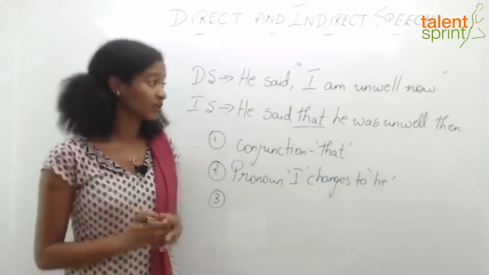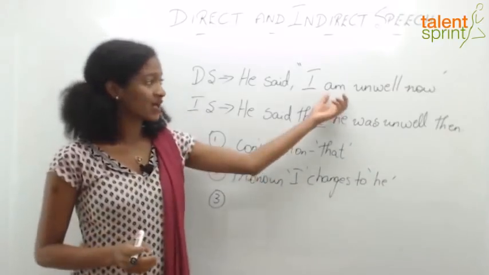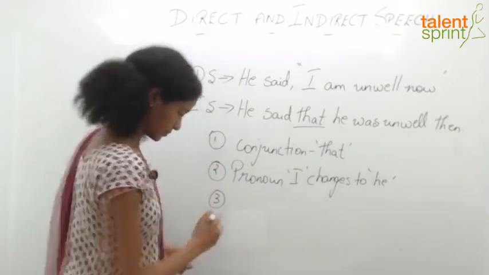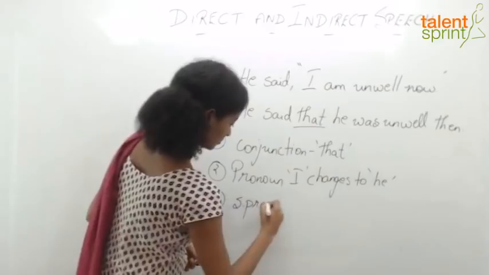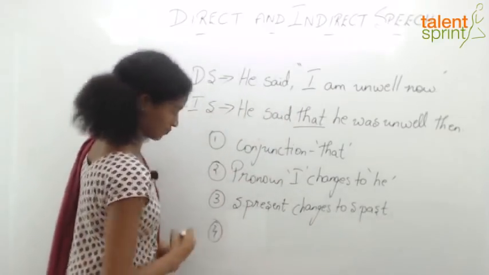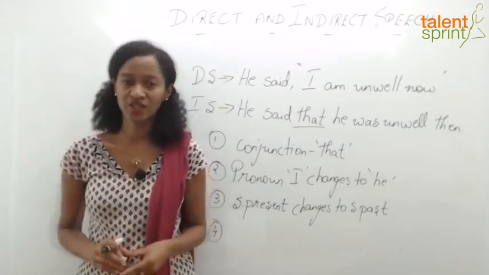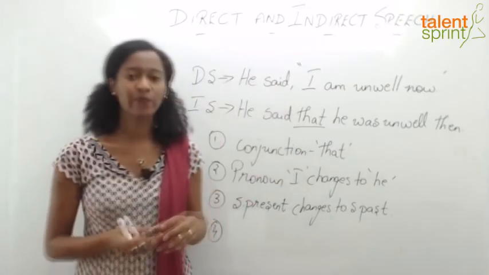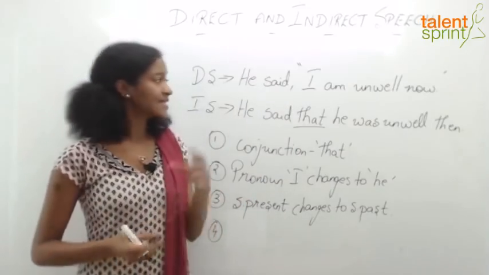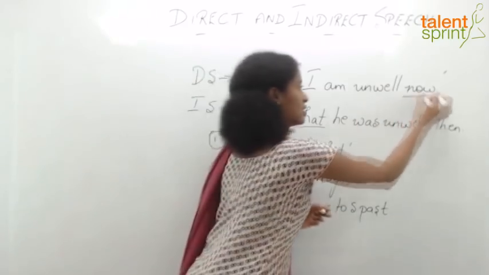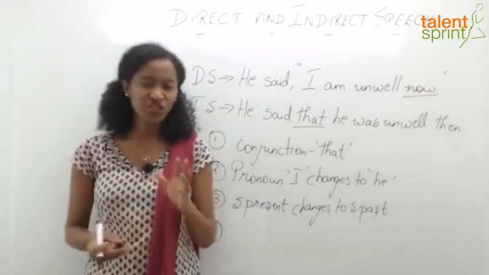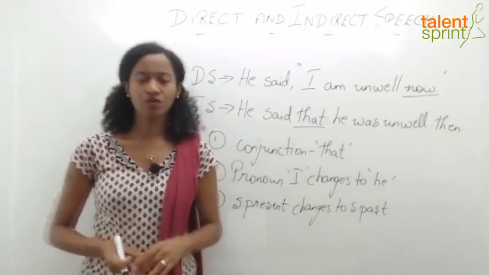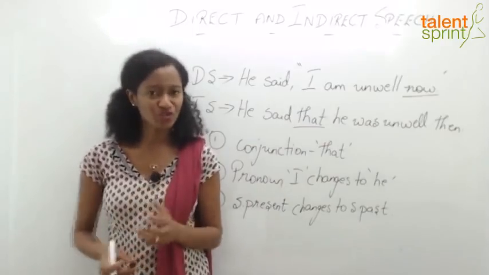Obvious change number 3, the tense am, simple present tense, is changed to simple past tense was. And the fourth obvious change: there is a word depicting nearness in time in the direct speech. Can you identify that word? He said, "I am unwell now." So this word that is depicting nearness in time is changed to distance when you change it to the indirect speech. So it gets changed to then. So words depicting nearness in time change to distance.